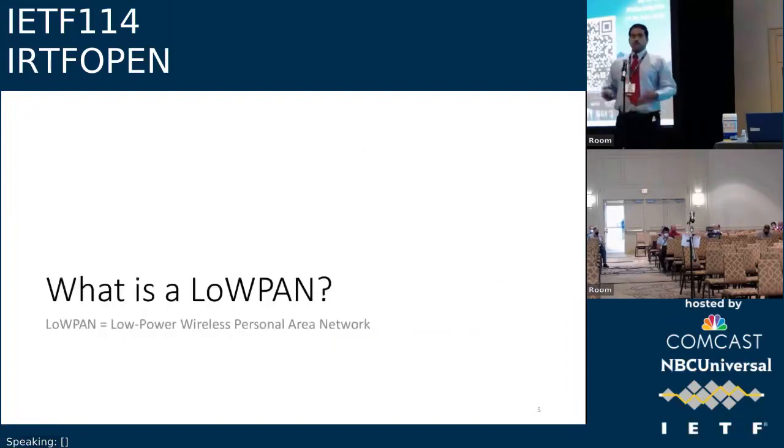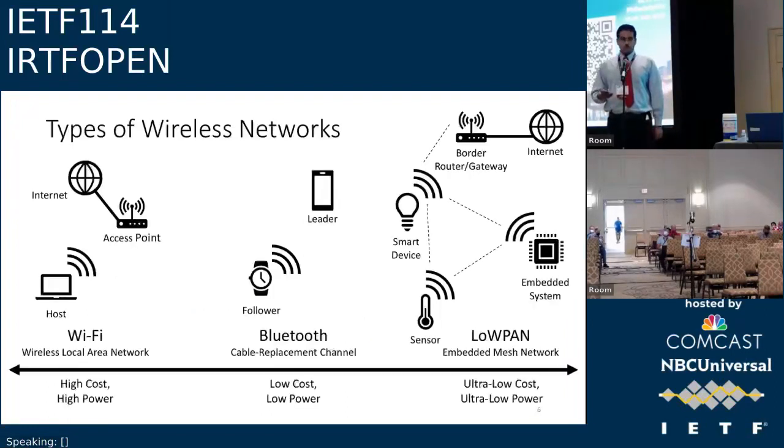So now I'm going to take a step back and provide some more context as to what exactly low-pans are and what some of the challenges are with using low-pans. And I can do that by comparing low-pans to other wireless technologies that you might be more familiar with. So on the left, Wi-Fi provides a host with internet access via an access point. In the middle, Bluetooth doesn't really provide full internet access. It's more like a cable replacement channel, a wireless USB of sorts.